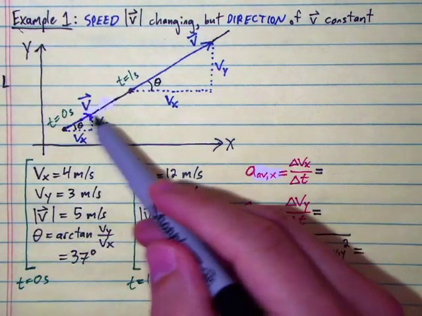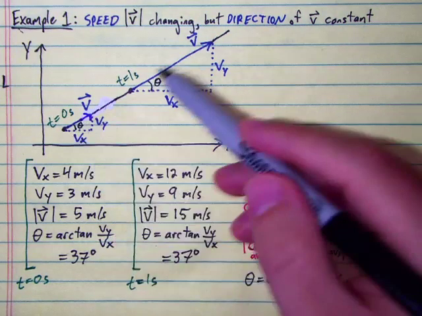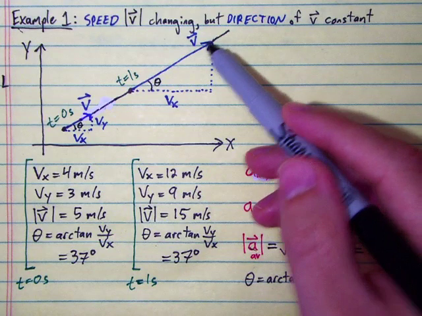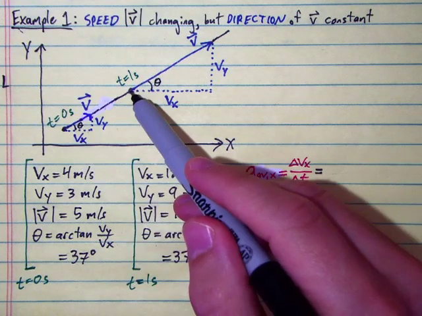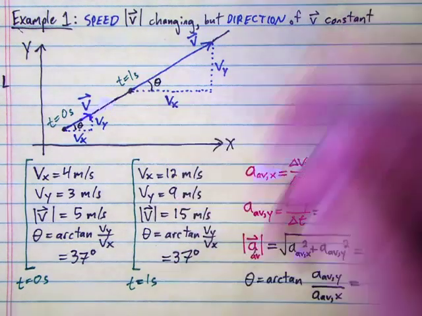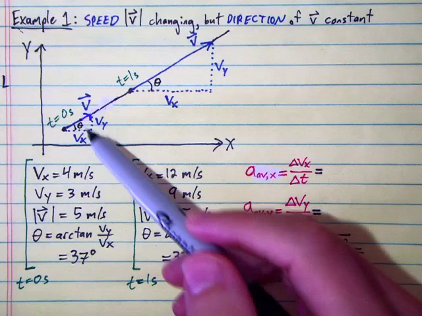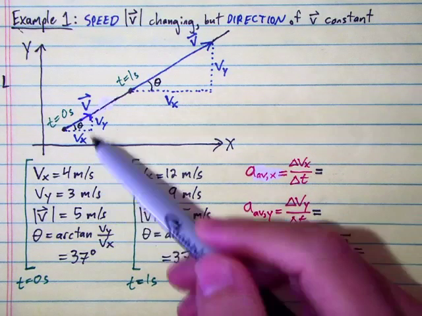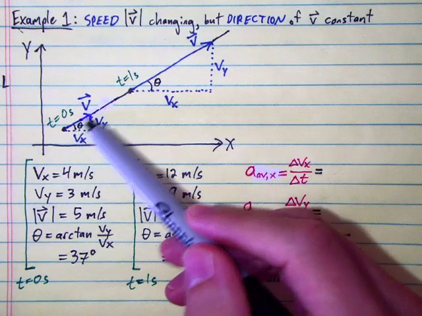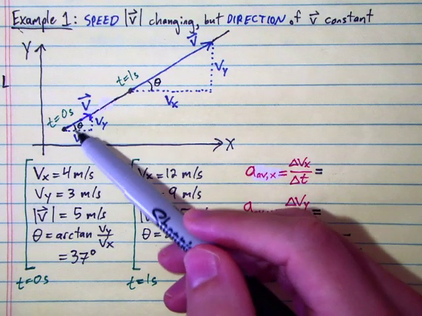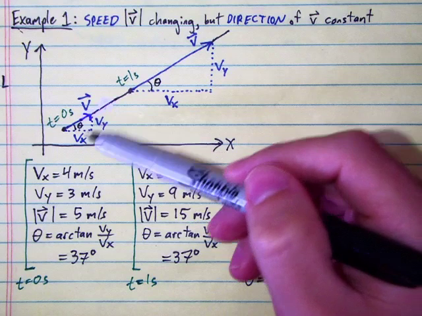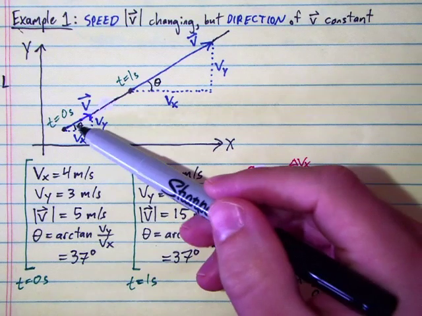By comparing the two arrows, we see that this one is about 1/3 the size of this one, so its speed has tripled from 0 seconds to 1 second. I've noted the values of the components here. Initially, at t equals 0 seconds, its Vx is 4, Vy is 3, so the magnitude is 5 meters per second. And that angle there we get by taking the arctangent of Vy over Vx, so 37 degrees.